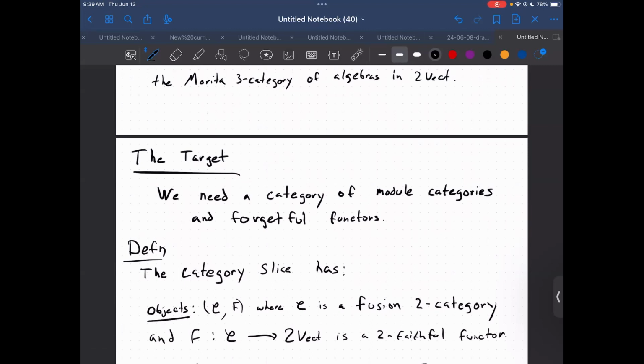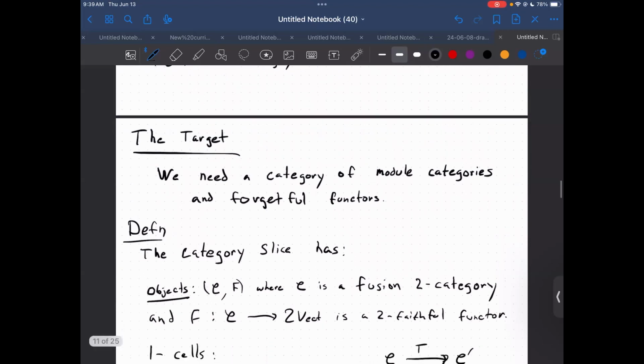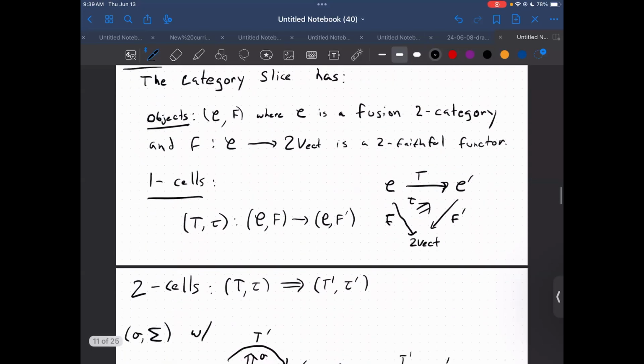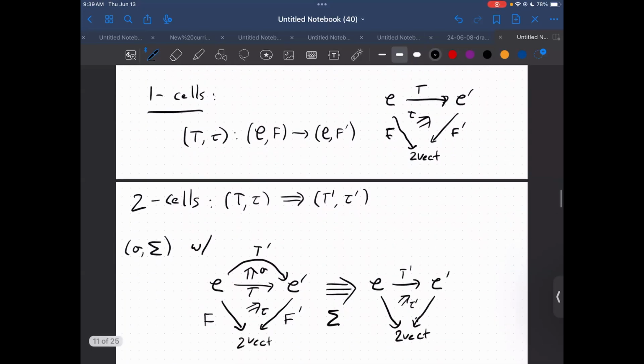So objects look like some module category that I'm trying to reconstruct, and its forgetful functor. And since it's forgetful, it should be faithful at the top level. And this is important. Okay, 1-cells look like a morphism of forgetful functors, so I just have another one and then some compatible way of comparing them. A 2-cell is an ice cream cone together with the way of eating the ice cream. So just a natural transformation and a modification that tells me how to compare these things.